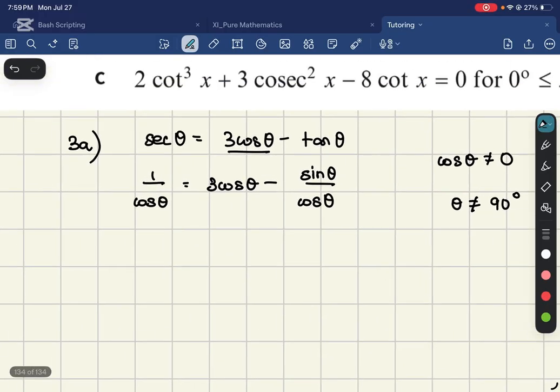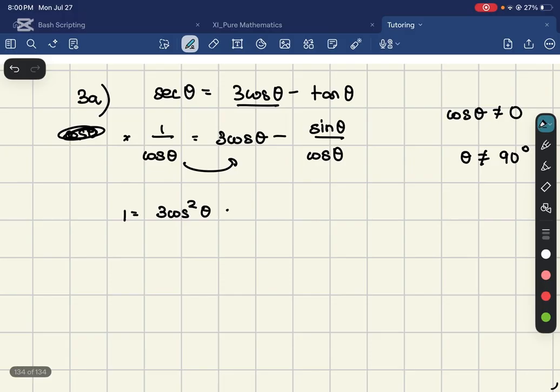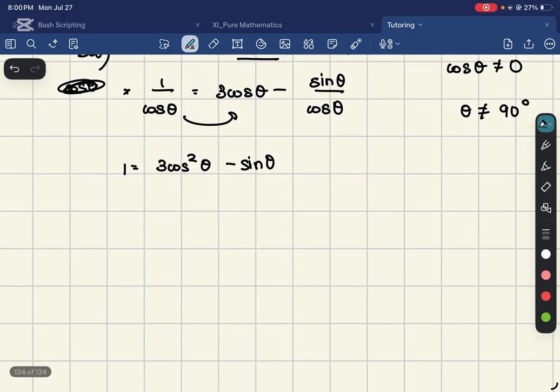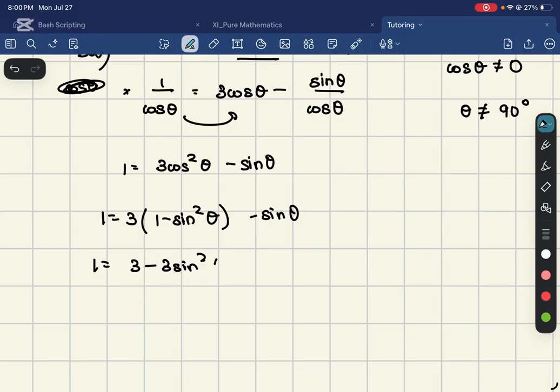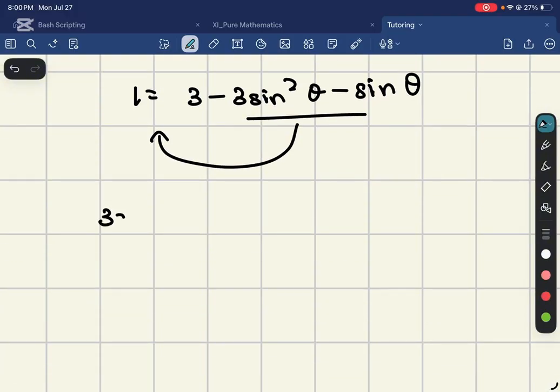All right, so let me multiply through by cosine of theta. And I get 3 cosine squared theta. So I multiply both sides by cosine of theta, and I get this expression. And I can write this as 1 minus sine squared theta minus sine theta, and this simplifies to 3 minus 3 sine squared theta minus sine theta, right? And I can take everything to one side. So I get 3 sine squared theta plus sine theta minus 2 is equal to 0.